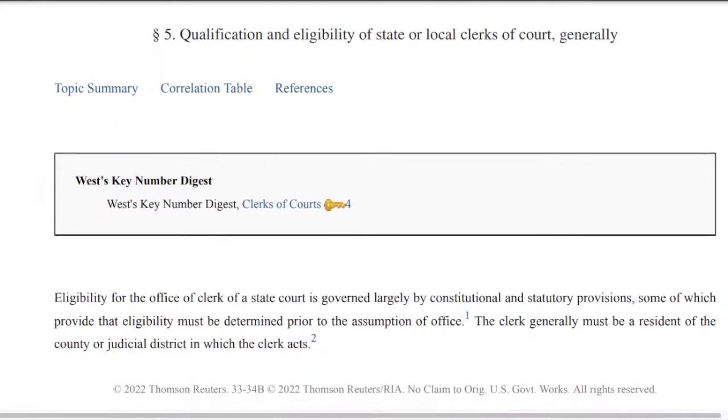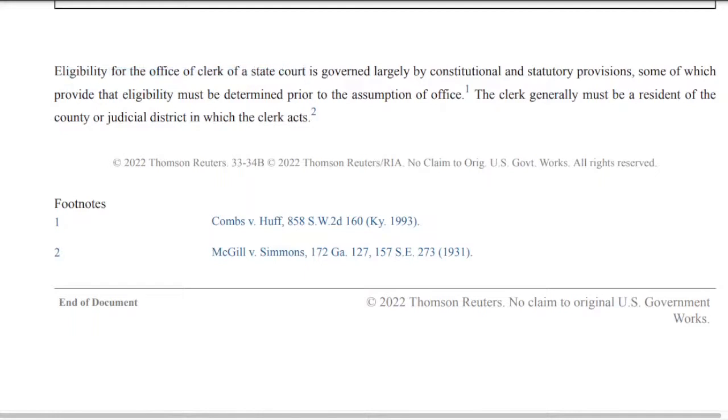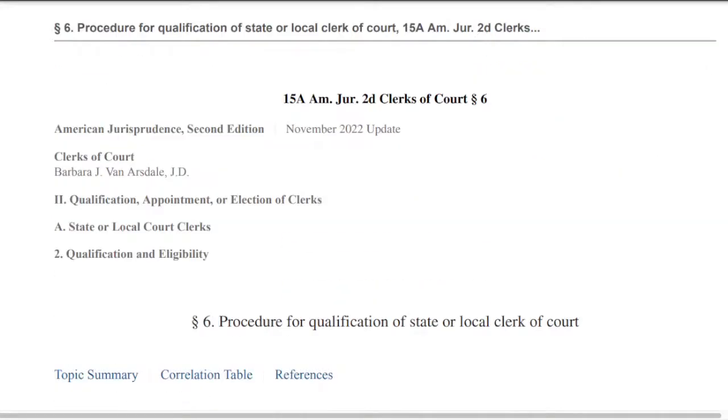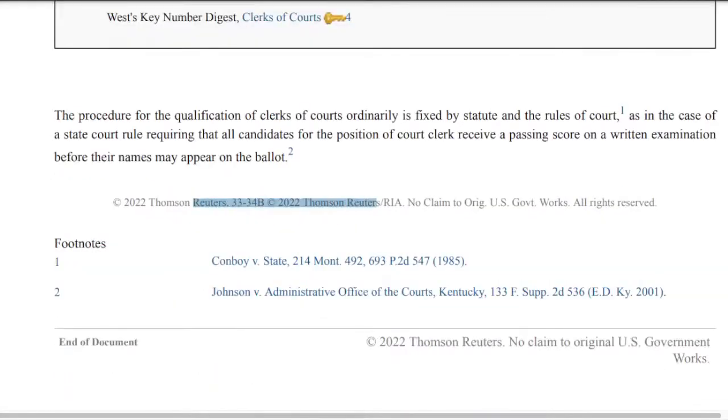Qualification and eligibility of state or local clerks of court generally. So the eligibility for the office of clerk of a state court is governed largely by the constitutional and statutory provisions, some of which provide that eligibility must be determined prior to the assumption of office. The clerk generally must be a resident of the county or judicial district in which the clerk acts. Makes sense. Then there's a procedure for qualification. Procedure for the qualification of clerks of the courts ordinarily is fixed by statute and rules of courts. Okay, so the qualification doesn't say here by constitution, it says by statute and rules of court.